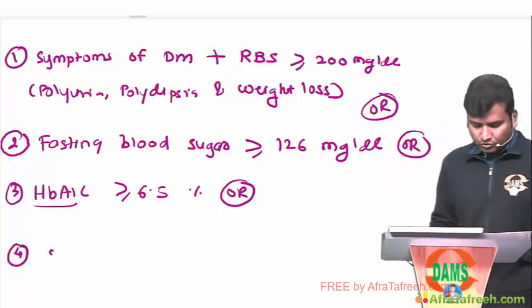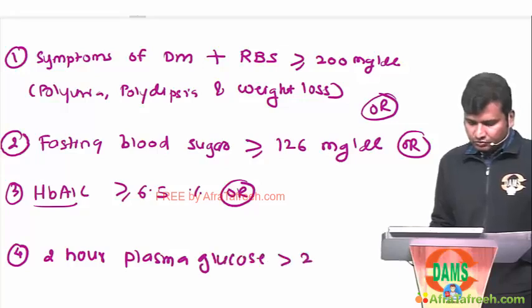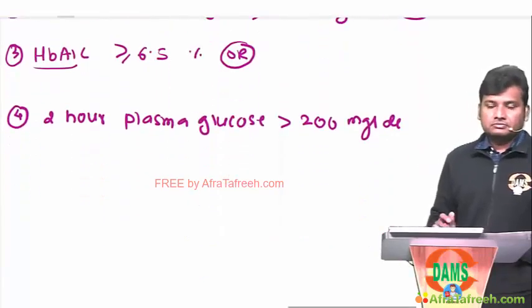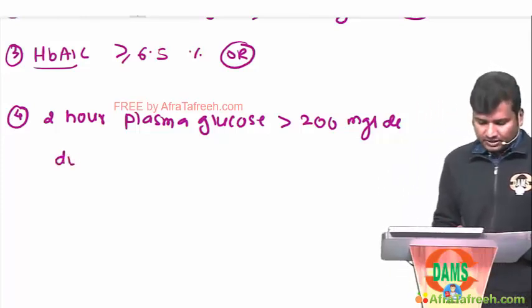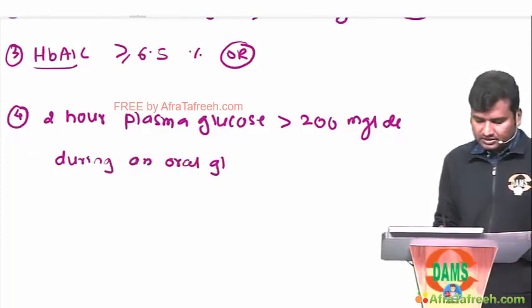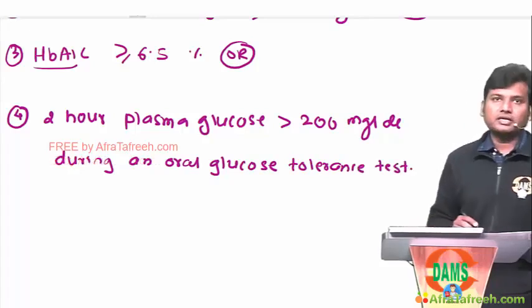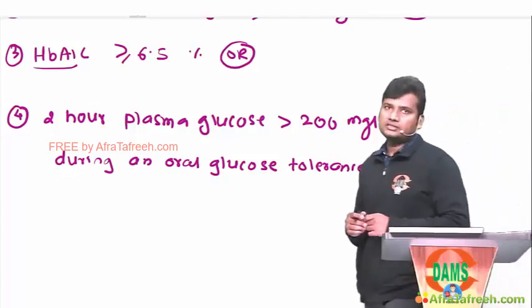Fourth one, 2-hour plasma glucose. 2-hour plasma glucose more than 200 milligram per dl during an oral glucose tolerance test. How to do an oral glucose tolerance test?